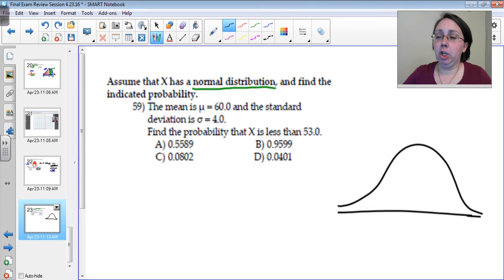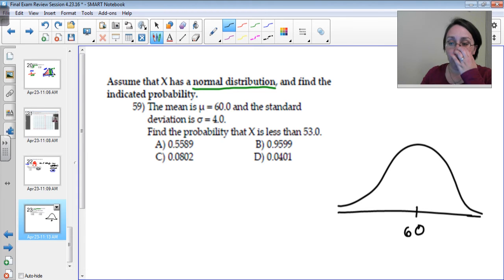All right. What do you know about this normal distribution according to the problem? The mean. Where is the mean? In the middle. So 60. Find the probability that x is less than 53. Now, this is the problem I was trying to tell you. It does not say to use the empirical rule. The empirical rule can get you an approximate percentage, but because this is normal, we can get closer using z-scores. Z-scores are more specific, so we're going to use the z-score here.